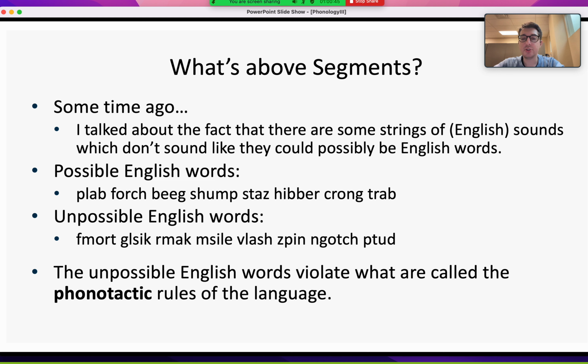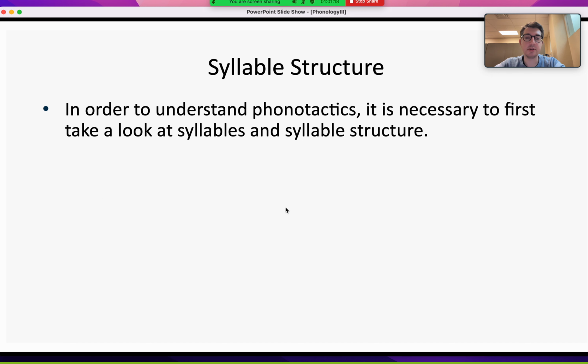The impossible English words actually violate what's called the phonotactic rules of the language, meaning that these are the rules that guide what's possible in language, what's not, what combinations of speech sounds are possible and which ones are not. And that's very language specific. For English, ms is not possible at the beginning of words, vl as well, but in some other languages this is quite possible. Actually, Vladimir is a name that's possible in some other languages.